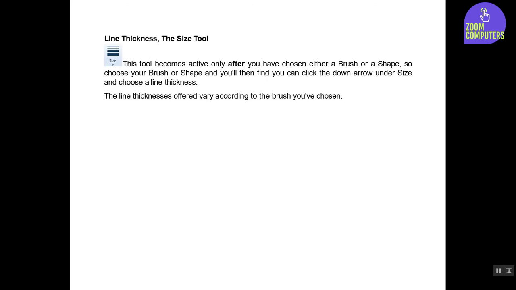Line thickness, the size tool. This tool becomes active only after you have chosen either a brush or a shape, so choose your brush or shape and you'll then find you can click the down arrow under size and choose a line thickness. The line thicknesses offered vary according to the brush you've chosen.